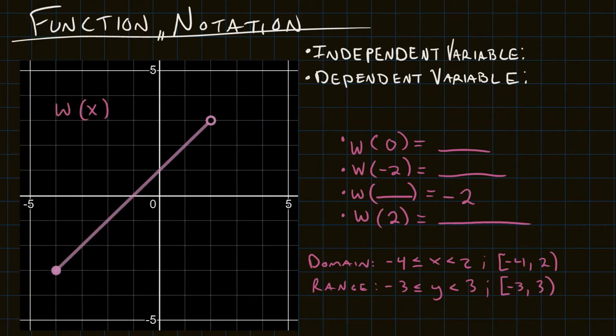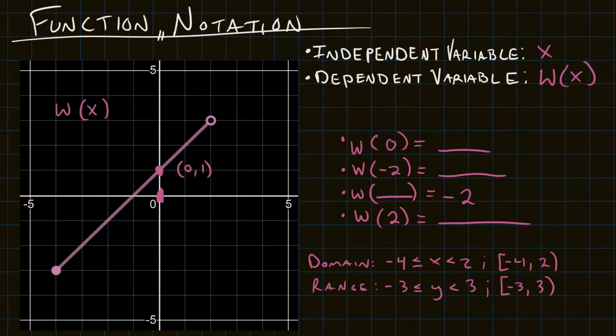So let's identify our independent and dependent variables again. Again, our independent variable is x, and our dependent variable this time is w of x. So now let's evaluate a few values on our function. So we'll start with w of 0. My x value that we're using this time is 0. And the coordinate on the graph where x is equal to 0 is (0, 1).